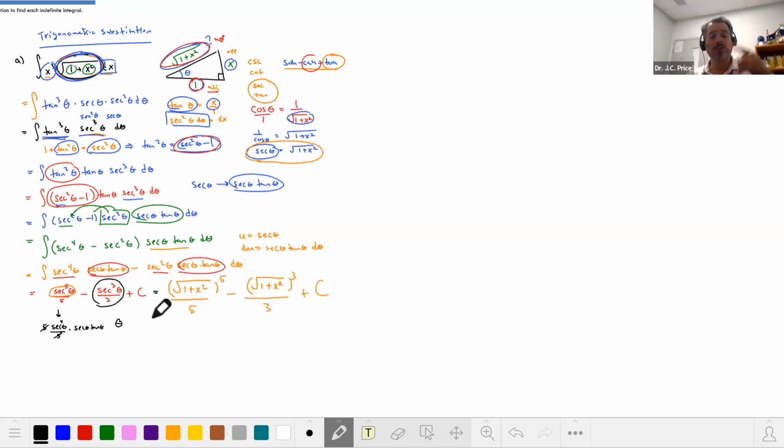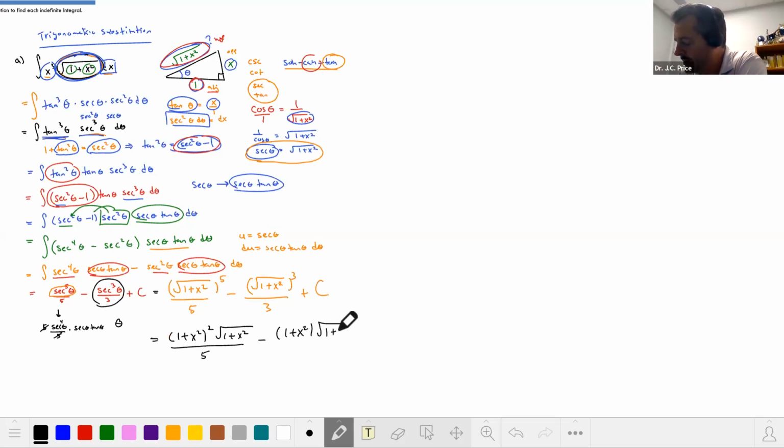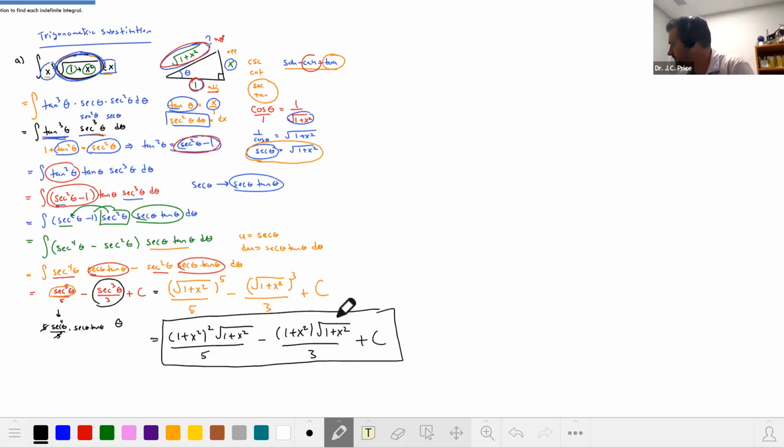If we take the square root and raise it to the 5th power, what do you get? You get (1 plus x squared) quantity squared with a square root of 1 plus x squared left over, all divided by 5. And then minus, if you take the square root and cube it, let me write the nice part first. I'm going to get a 1 plus x squared, like a whole part, and then you get that leftover radical, square root of 1 plus x squared, divided by 3, plus c. And that is my final answer.